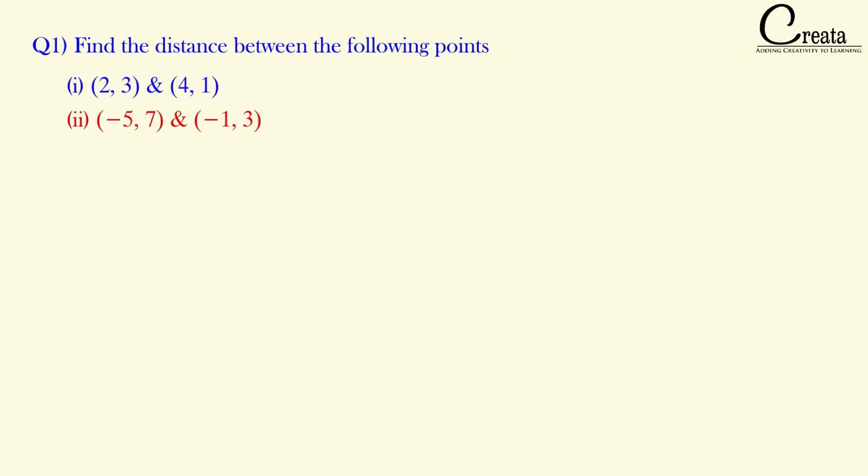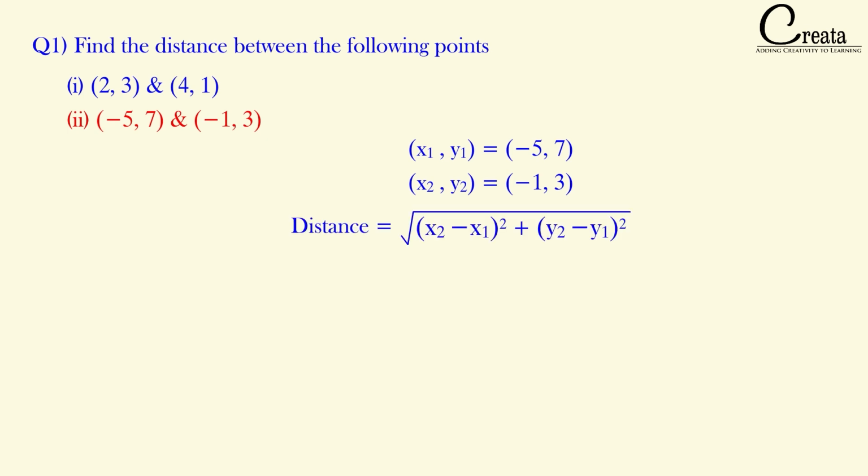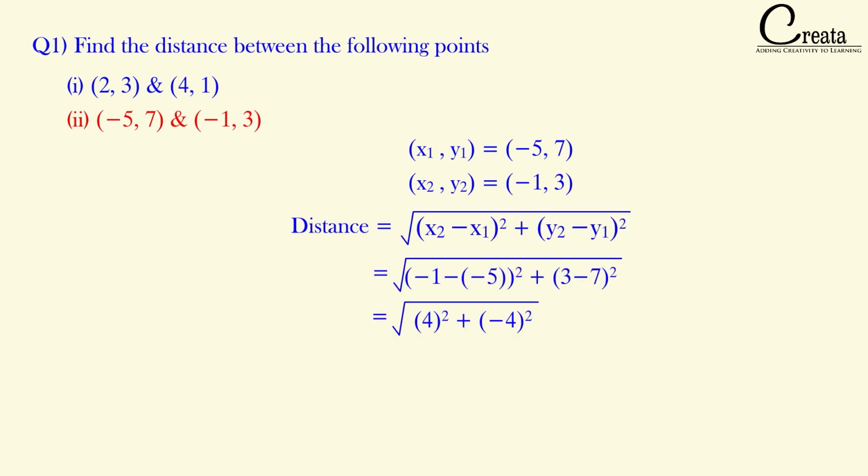Let's jump to the second question. In this question, we have to find the distance between the coordinates (minus 5, 7) and (minus 1, 3). Here x1, y1 is (minus 5, 7) and x2, y2 is (minus 1, 3). Directly putting the value, on solving we got our answer, that is the distance between these 2 points as 4 root 2. Okay, got it? Very simple one, just to show you the implementation of the formula.